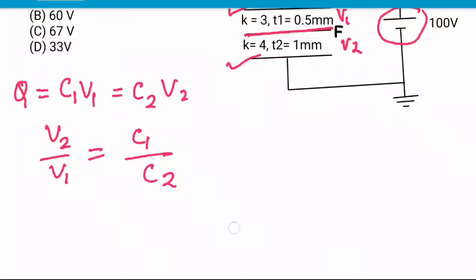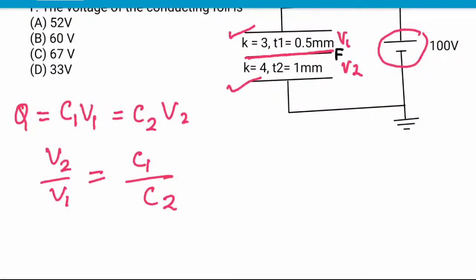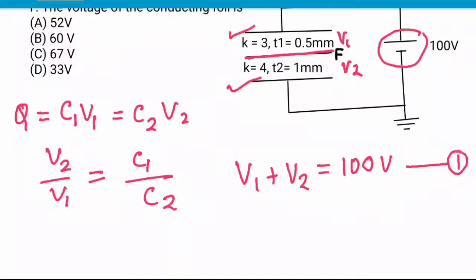And now, as the capacitor is connected to the 100 volt source, I can also write V1 plus V2, the summation of the potential difference across both capacitors, will be equal to the source voltage, that is 100 volt. Suppose this one is equation 1.